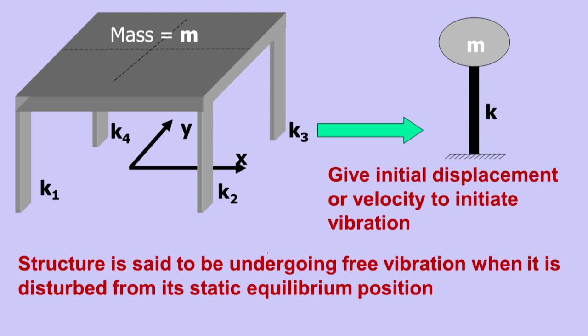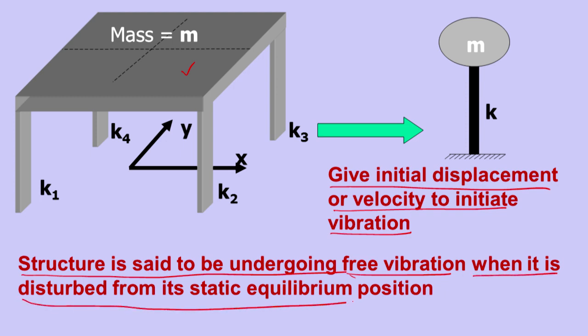As you can see here, this is a single story structure, where the slab is supported by 4 columns: column 1, column 2, column 3 and column 4. This structure can be given an initial displacement or initial velocity to set the oscillation. It will undergo free vibration if we just give an initial condition, either initial displacement or initial velocity, and leave it. The structure is set to undergo free vibration when it is disturbed from its static equilibrium position.